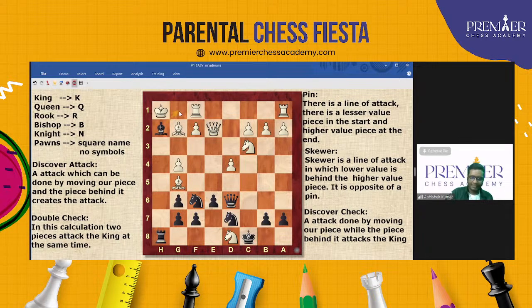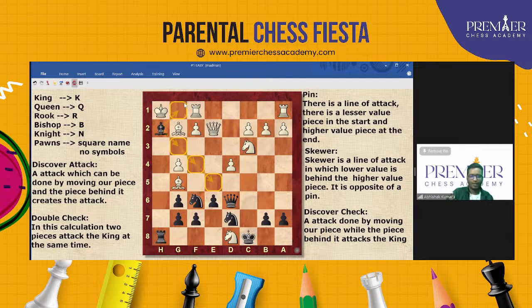Now let's talk about other moves that I was receiving. Bishop g1 is correct. We are doing a discovered check. When we are doing bishop to g3, again we are doing a discovered check. Bishop to f4, that is also correct. Bishop to e5, again we are doing a discovered check. So it doesn't matter where we play the bishop. Any move that we are doing with the bishop is resulting in a discovered check.